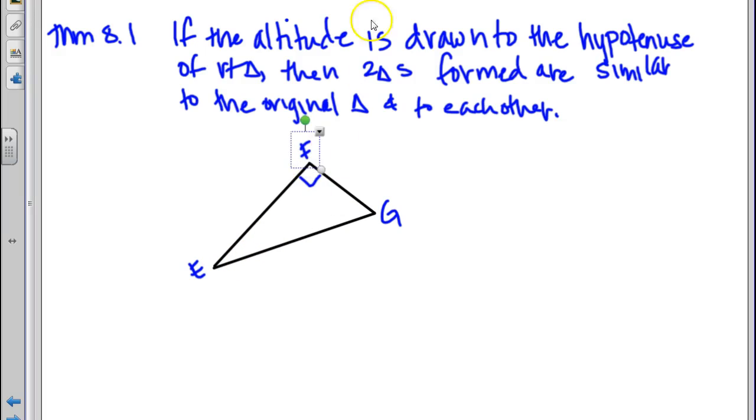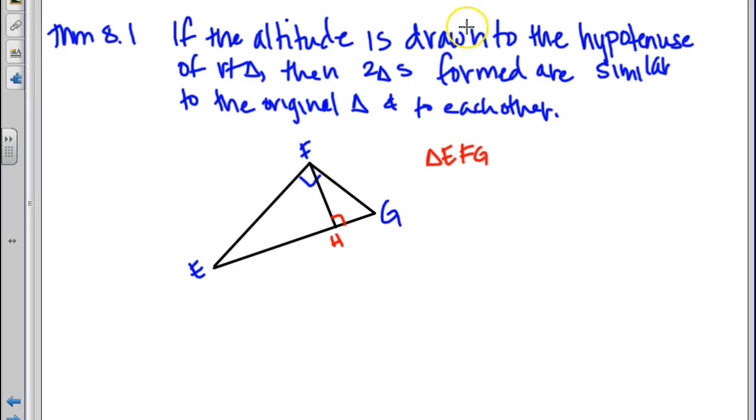So if an altitude is drawn to the hypotenuse, then the two triangles are formed. Do you see the two triangles? Let's call this point H. So EFH and HFG, we will set those up so they're similar. We'll get our letters right. And these two are similar to the original. So let's go ahead and write down the original. EFG is my original triangle. All right.